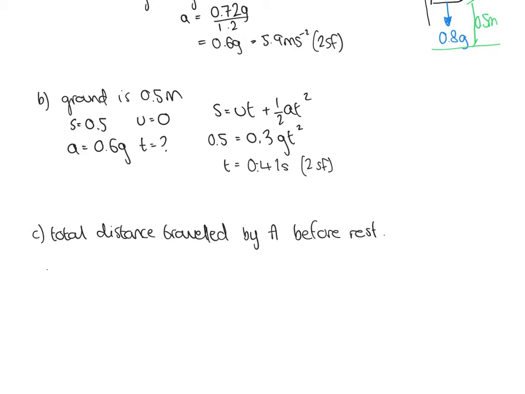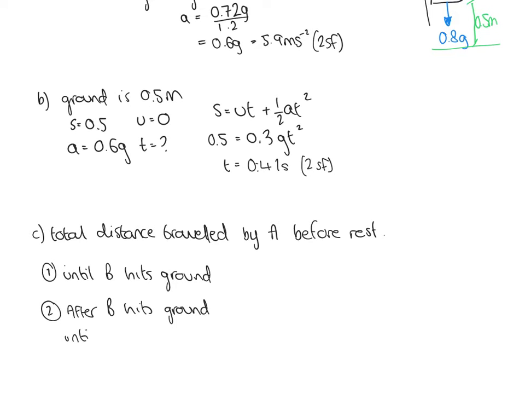So we're looking at the total distance travelled by A before rest. So there's two parts, like I said. Part 1 is until B hits the floor. So until that block on the right hand side travels that distance and hits the ground. Whilst that's happening, A is going to be moving across. And then after B hits the ground, A is going to have a velocity and it's going to slowly, slowly decelerate until it stops.